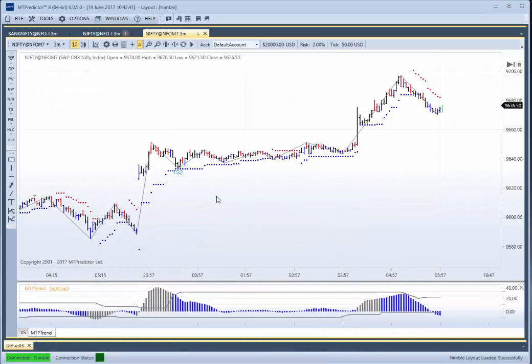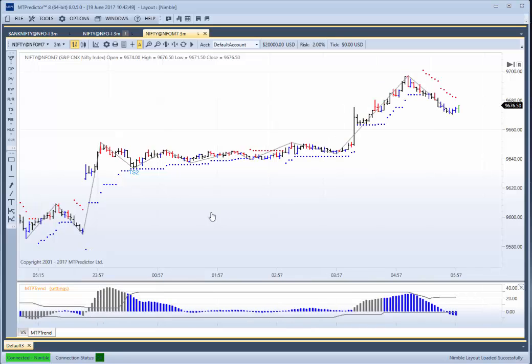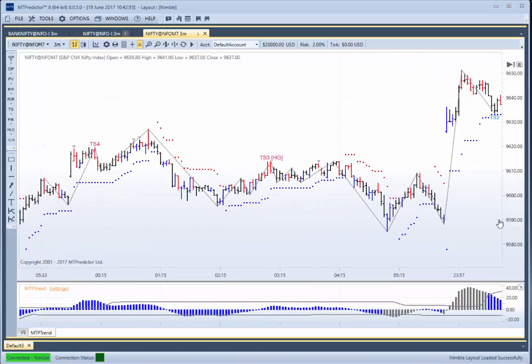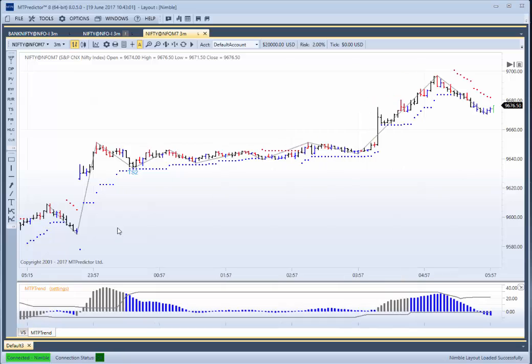Right, let's go on to some charts. Here's the Nifty for today, which is Monday the 19th of June. You can see the market gapped up a bit, went up a bit, came back down to a TS2 buy setup. If I scroll across, there's our blue buy bar, on a blue MTP trend. So it was a nice standard MTPredictor trade setup.